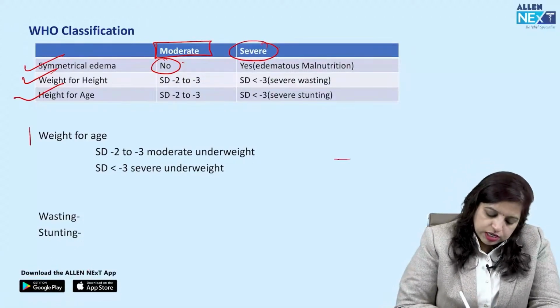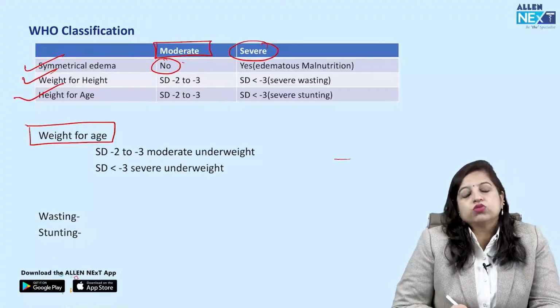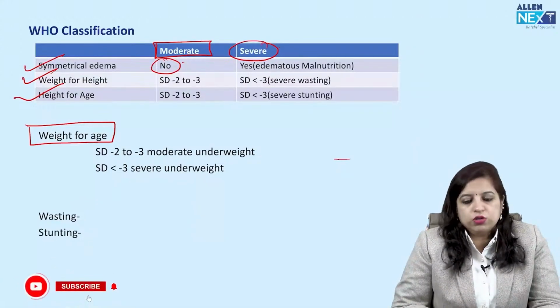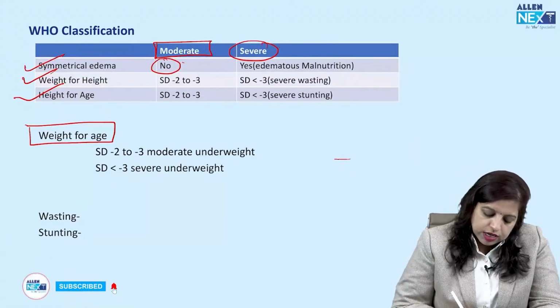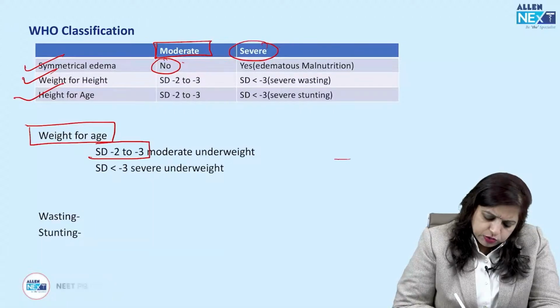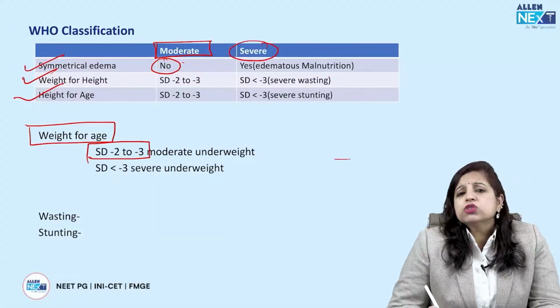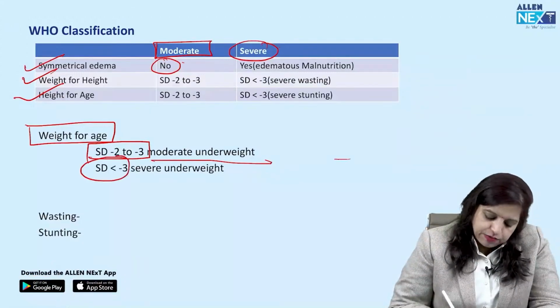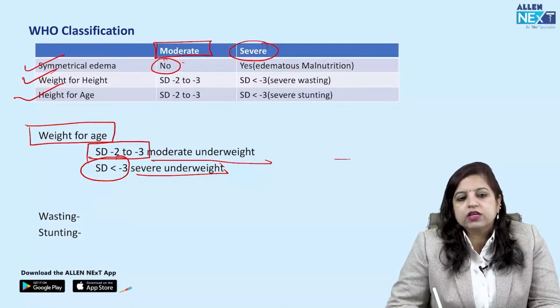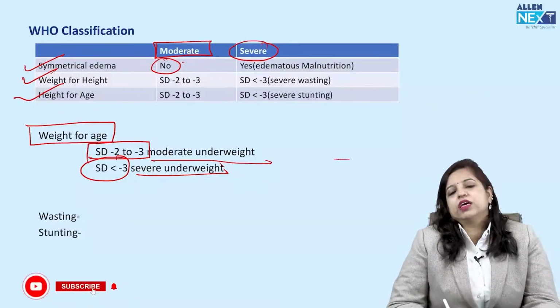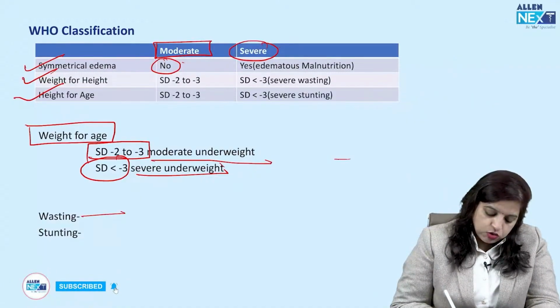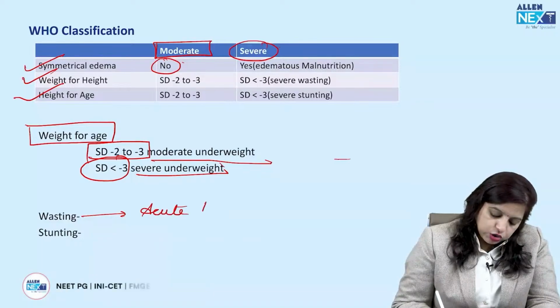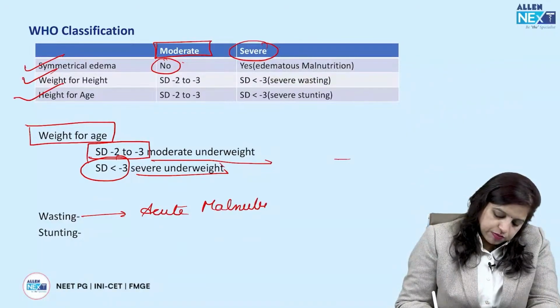Now, weight for age, is this a criterion to be used? No, this is a thing of the past, not used. But anyways, we should know that if the weight for age is between -2 to -3 standard deviation, we call it moderate underweight, and if it is less than -3, then we call it severe underweight. Always remember, if they straight away ask you, wasting is a sign of, yes, it is a sign of acute malnutrition. Please remember this.